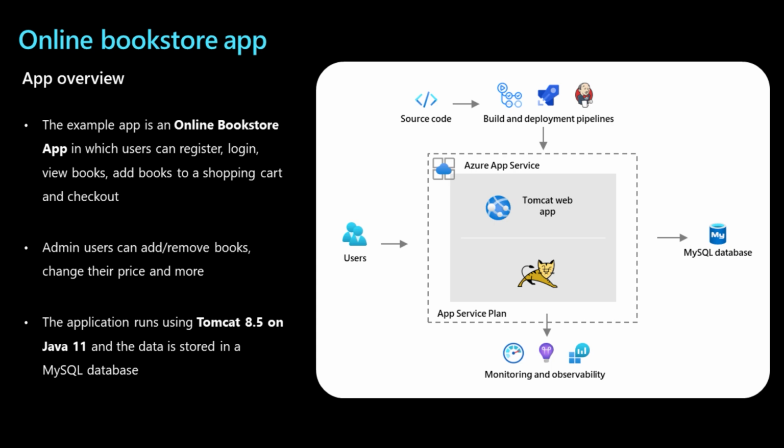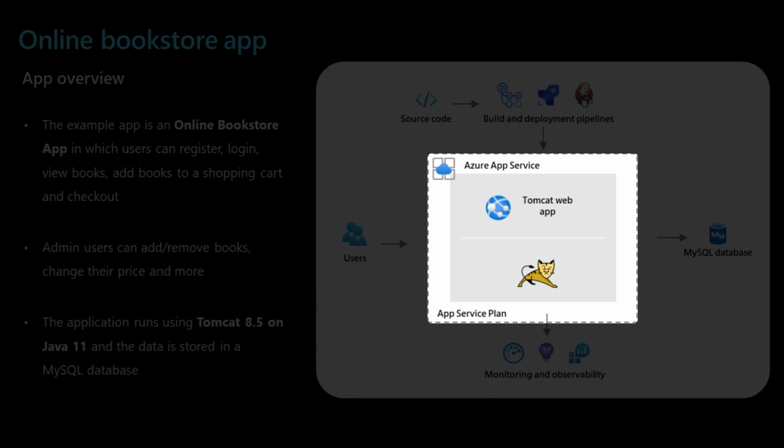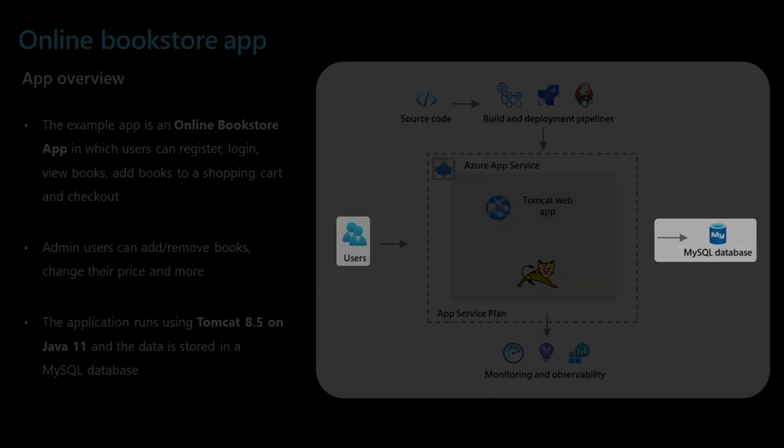So a quick look at the application itself. We have a basic bookstore app made using Java Tomcat and hosted with Azure App Service. This is meant to just model a standard business application with authentication, database access, and whatnot.